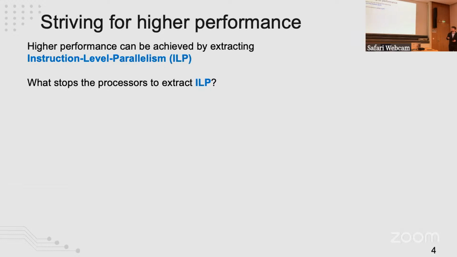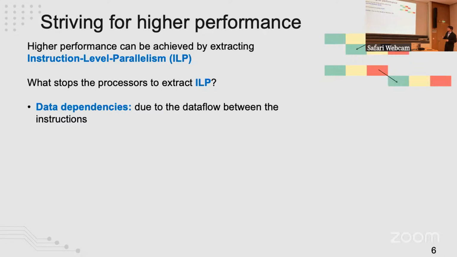We always strive for higher performance in our applications and in our systems. One way to achieve high performance in the processors is, of course, by extracting the instruction level parallelism. But there are some issues that limit us in order to extract as much instruction level parallelism as possible. One of those reasons, of course, are data dependencies that are due to the data flow between the instructions. Here I have two instructions where the second one is depending on the first, and it cannot be perfectly pipelined.